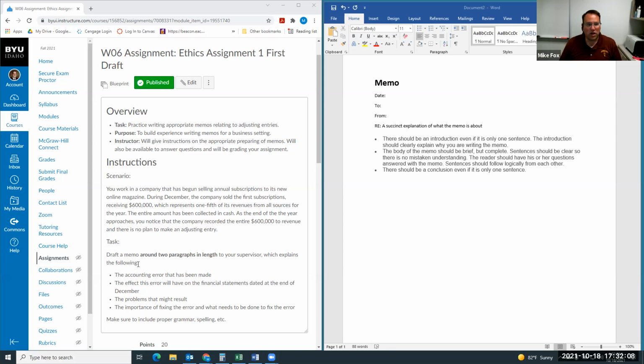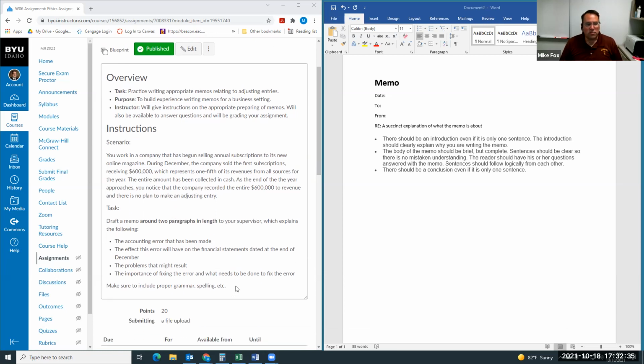So they want you to draft an approximately 2-paragraph memo, which explains these bullet points: the accounting error that has been made, the effect this error will have on financial statements, and the problems that might result. And I'm not going to give you those answers. I think that's something you're going to have to figure out from the things you're learning in this chapter. And then the importance of fixing the error and what needs to be fixed. Okay, so that's the assignment.